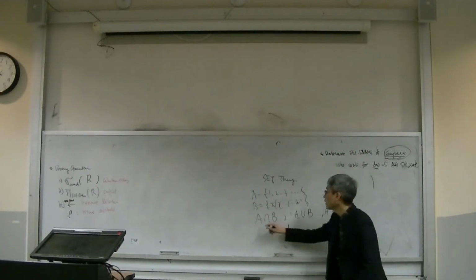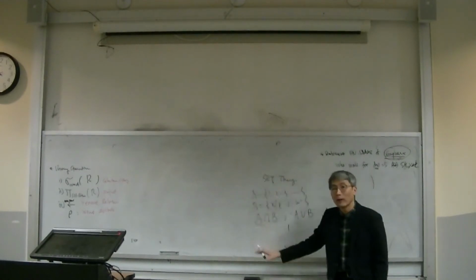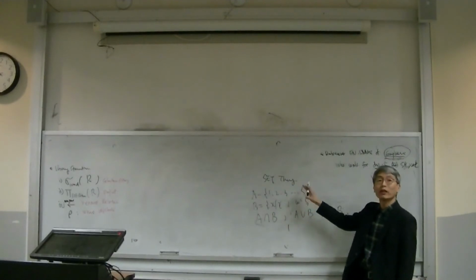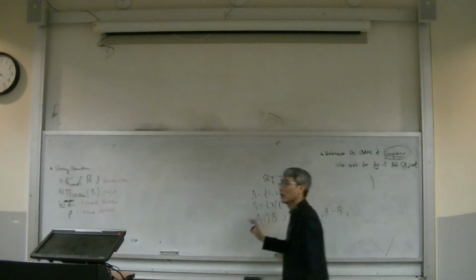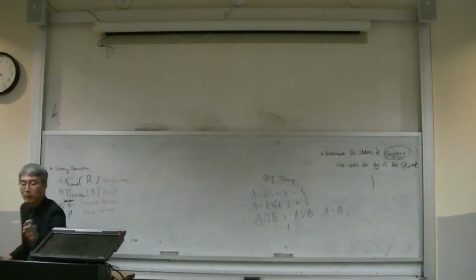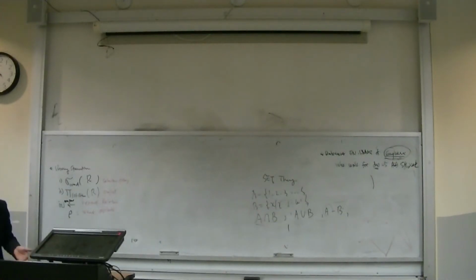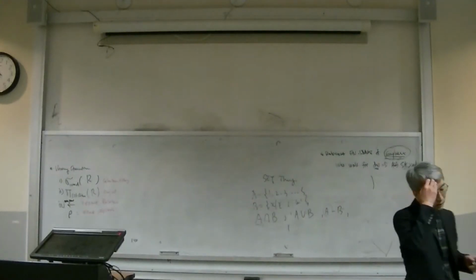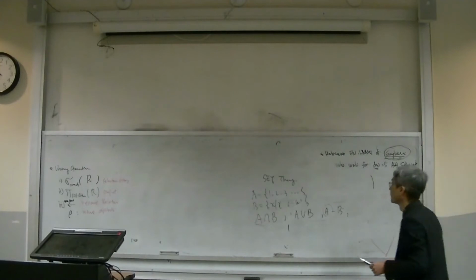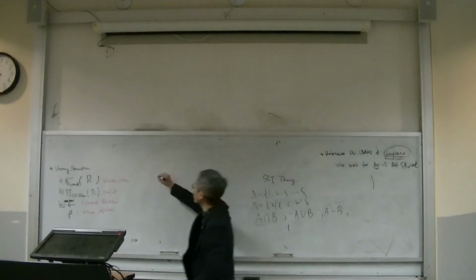Because the relation comes from this, we can adapt the same idea to the relational model. So in the relational model, we have the binary operation.